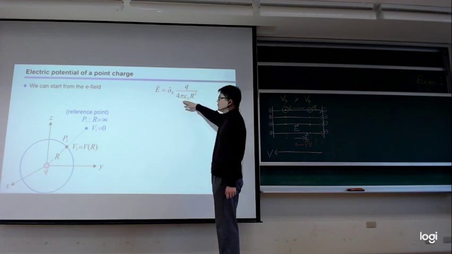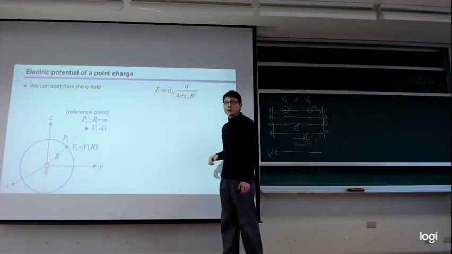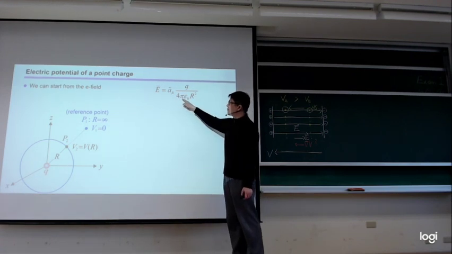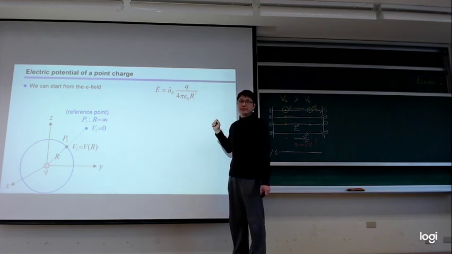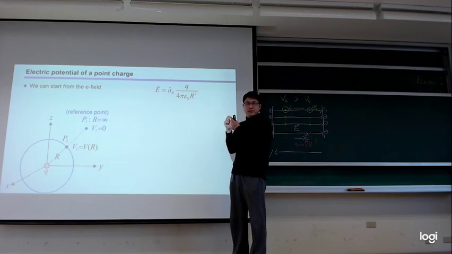We already know the E field intensity distribution for a single charge. That's from Coulomb's law, right? Q divided by 4 pi epsilon 0 r squared. R means the distance from my observation point to the charge.